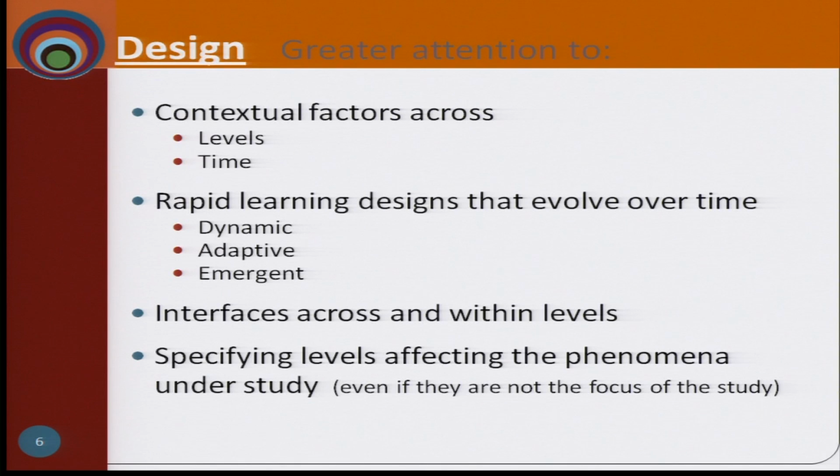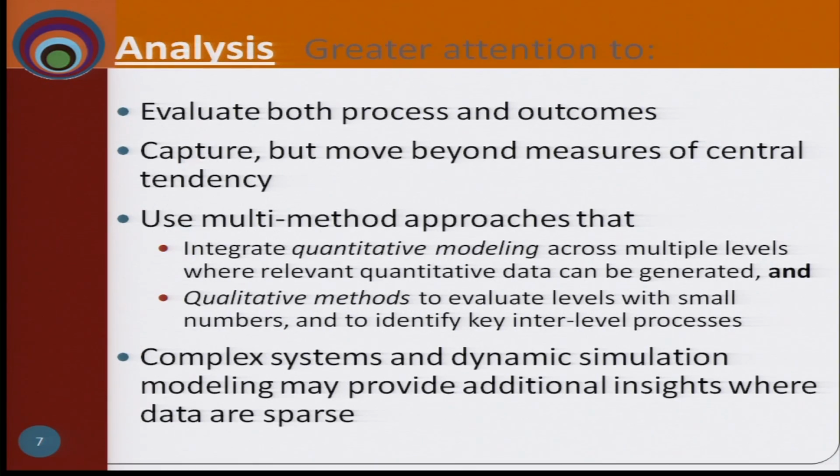There's a need to specify the interfaces among the levels. Often these were just alluded to, that they weren't really specified. And of the papers we're going to hear at this conference, Brian Wiener's paper really gives us a way of explicitly articulating those interactions, which is very important. And then finally, specifying the levels affecting the phenomena under study, even when they're not explicitly focused on. So just in the theory and the framing of the question, and the interpreting of the results, it is important to acknowledge that there are these other levels that are affecting the phenomena.